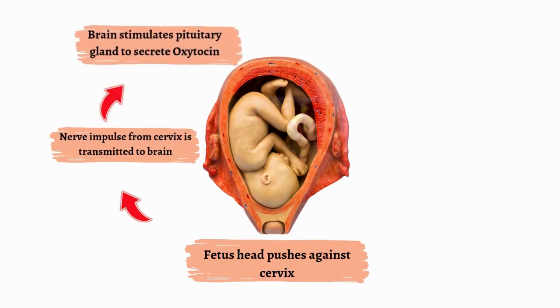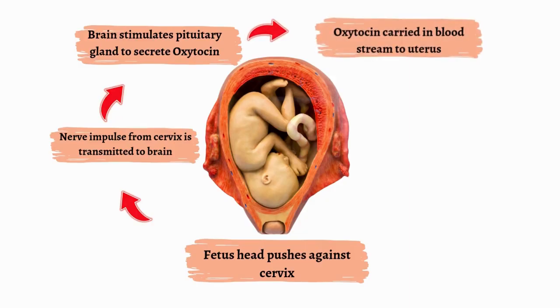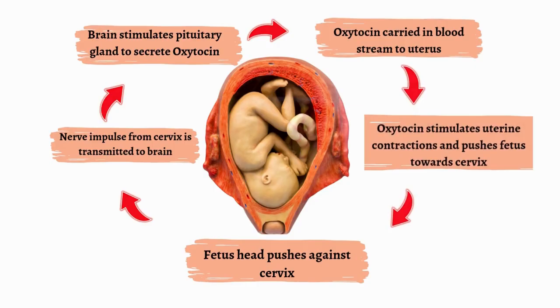The hypothalamus responds by signaling the posterior pituitary gland to release the hormone oxytocin into the bloodstream. Oxytocin stimulates stronger and more frequent uterine contractions, and these contractions push the baby further downward. So as the baby's head pushes more, the cervix stretches further, and this leads to more oxytocin release that causes stronger contractions, and the loop continues and amplifies the response.